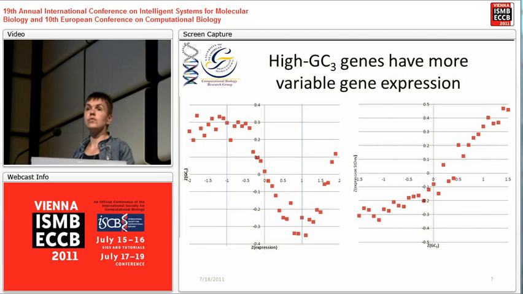But the trend becomes much simpler and probably easier to interpret if you plot standard deviation of expression versus GC3. So you get a linear dependence. And what you see is that if GC3 is low, then expression is not variable. If GC3 is high, expression is variable. So high GC3 genes are variable in gene expression. And if genes are working all the time, like housekeeping genes, then probably GC3 is low.